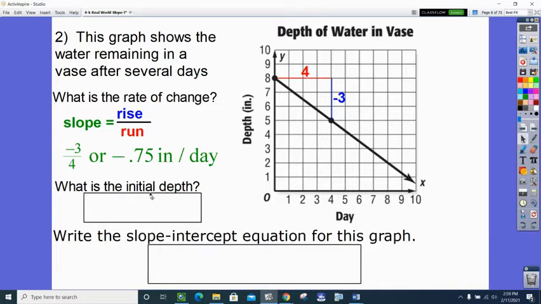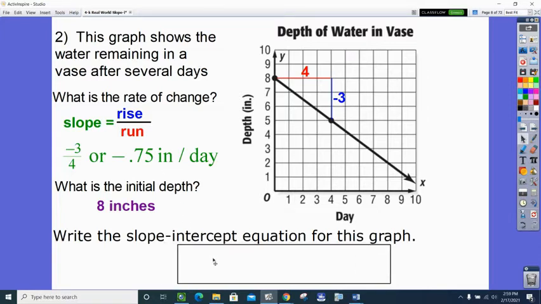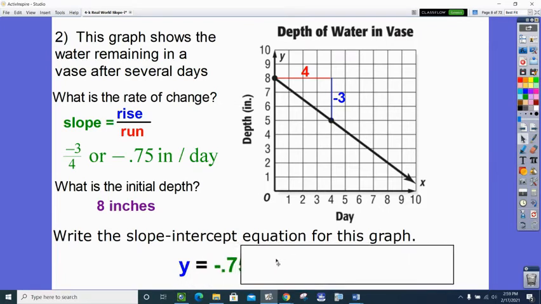What's the initial depth that was in the vase? For that, we're going to go to your y-intercept, and we're going to see that 8 what? Is it 8 elephants? No, it's 8 inches. So you started with 8 inches of water, and every day the water level is going to drop 3/4 of an inch. Y equals M, which is that change, that movement, which is the -0.75.